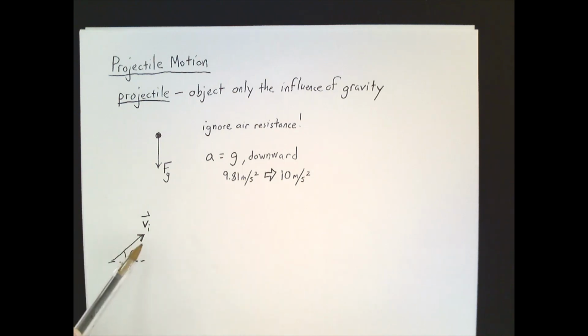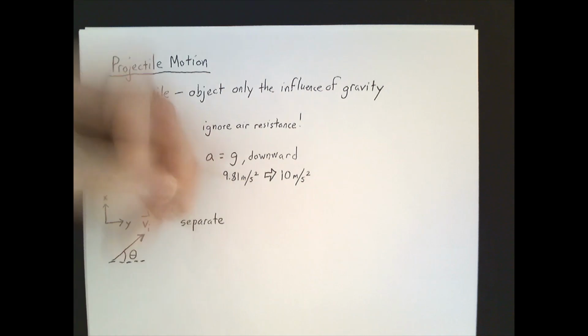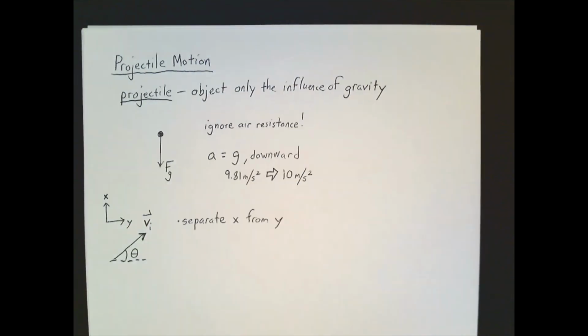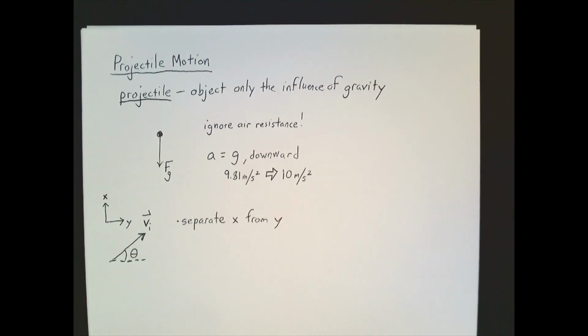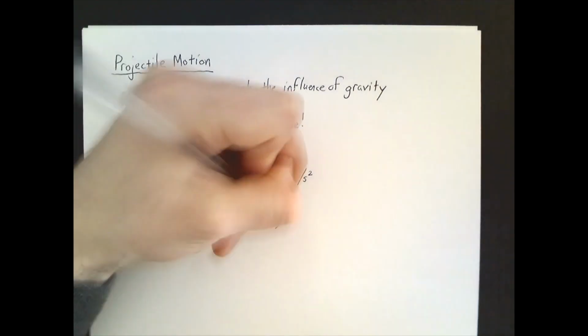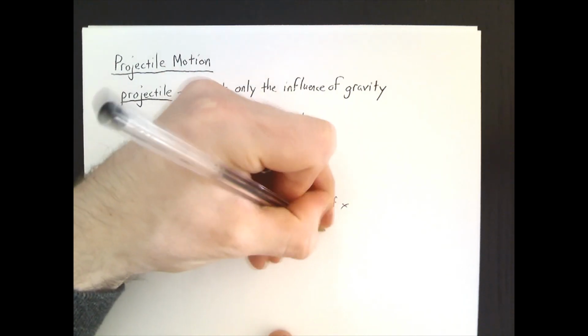The trick is this vector points in both the x and y directions. And so we need to keep track of what's going on in each of those directions separately. So we're going to separate what's going on in the x from what's going on in the y. Essentially, each direction is going to get its own set of variables. There's going to be an acceleration for the y, an initial velocity for the y, and a displacement in the y. And the same thing is true for the x direction. So we're going to get a set of x equations and a set of y equations.